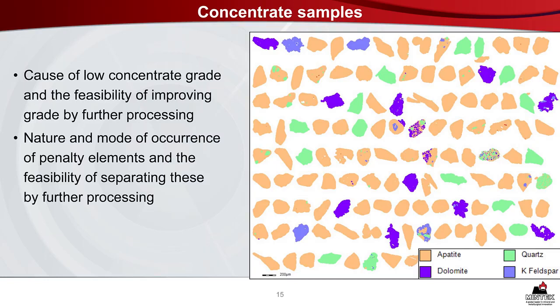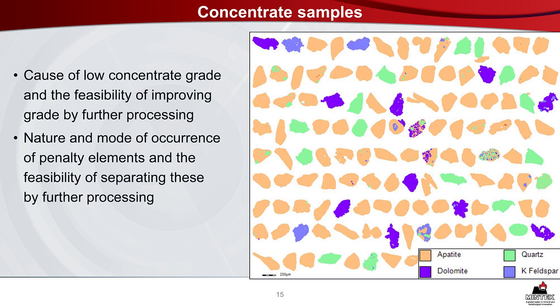So here we have a sample with 4 minerals: apatite, quartz, dolomite and feldspar. And there's a scale for 200 microns, so it's quite a fine sample. And this should be an apatite concentrate by these little tan grains. You can see there's very many of them. But it didn't make grade, and why not?